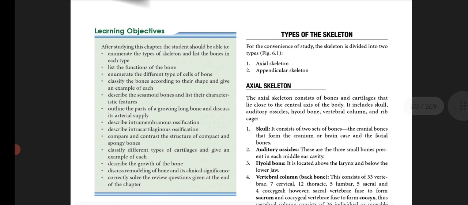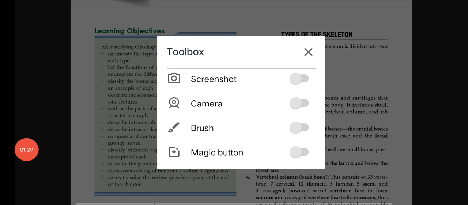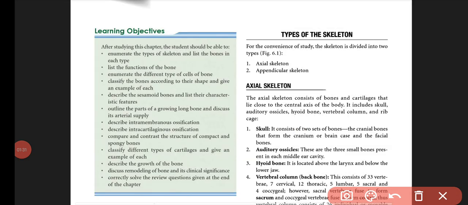Now, what types of skeleton are there in the human body? The skeleton is divided into two types. One is the axial skeleton, and one is the appendicular skeleton.